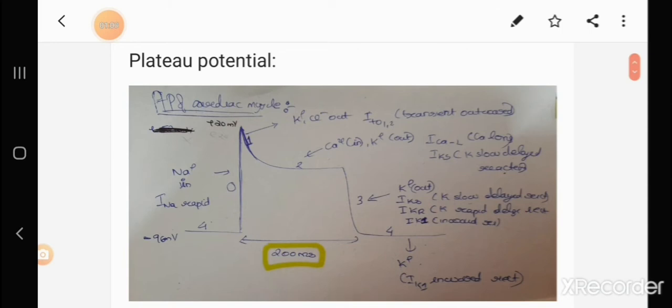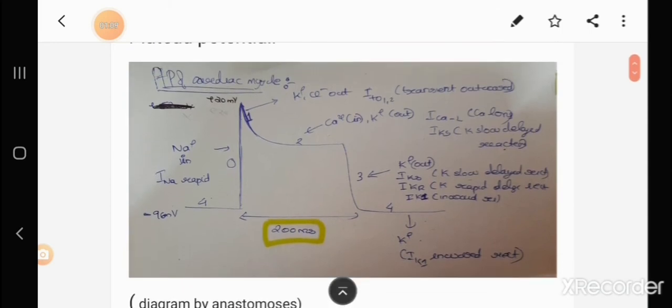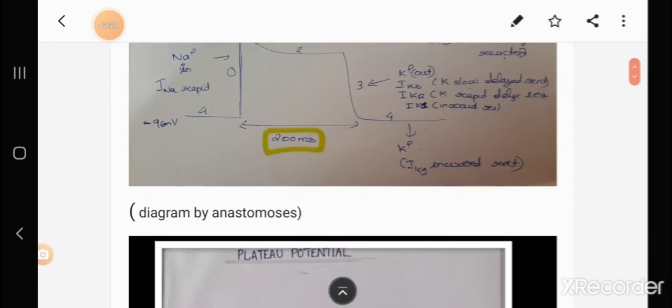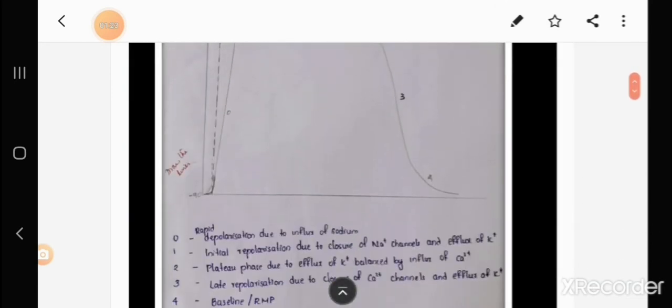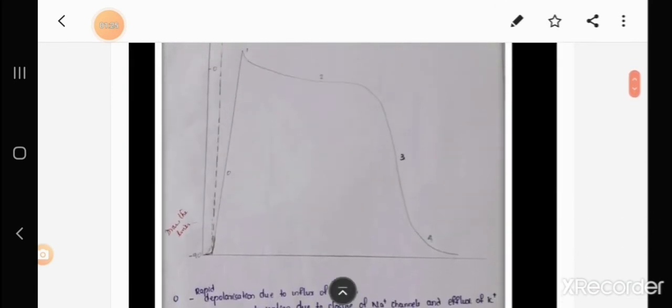So as you can see, this is the diagram of it. When you look at this diagram itself, it appears like a plateau. It has a very stable phase. One of its phases is very stable and straight lined, so that is why it's called a plateau potential. Okay, so now let's come to the different phases of the plateau potential.